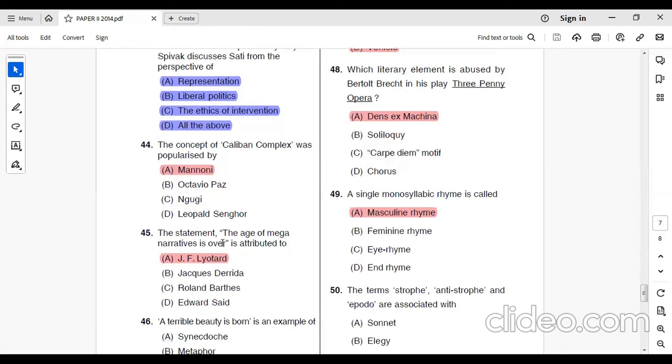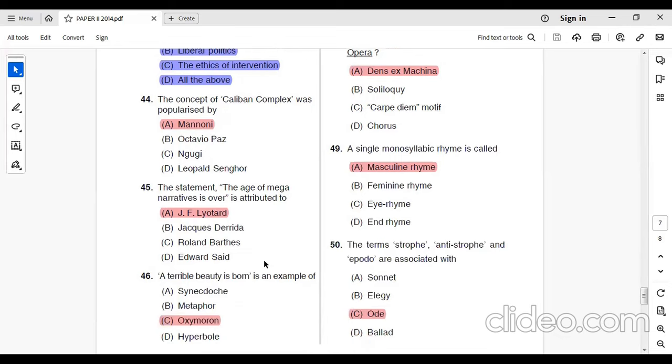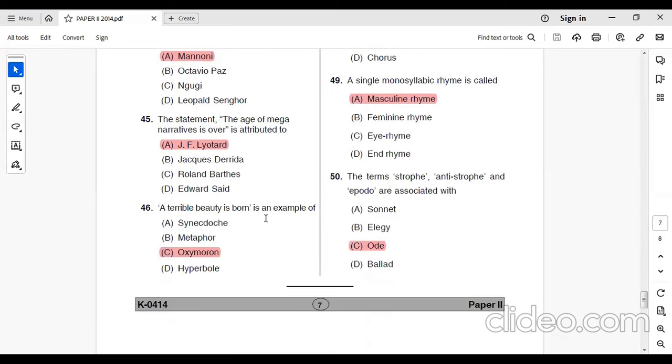Question 45. The statement, "the age of mega narrative is over," is attributed to whom? To J.F. Lyotard. The age of mega narratives is over, and the statement is attributed to J.F. Lyotard.